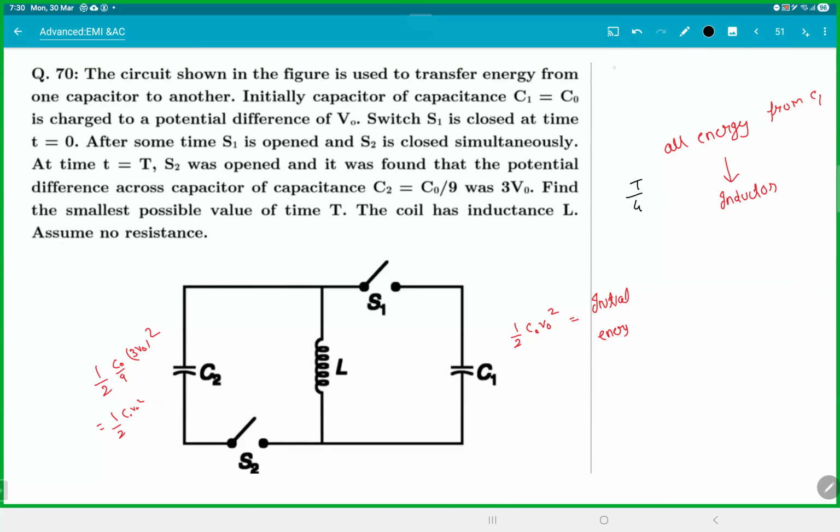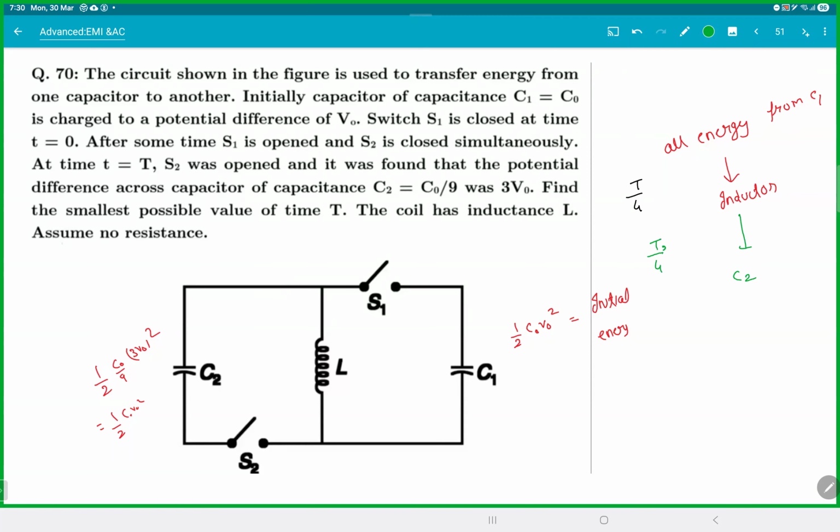If you remember the spring block system, how much time does it take for the kinetic energy to become potential energy? 1/4 of an oscillation, isn't it? Remember that in LC oscillations, in 1/4 of an oscillation, you go to the extreme position, so all your kinetic becomes potential. So this must be T by 4. And then from the inductor, all the energy went into the C2 capacitor, and this must have taken another 1/4.